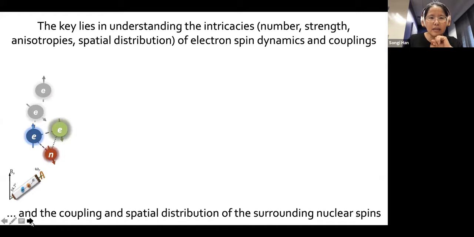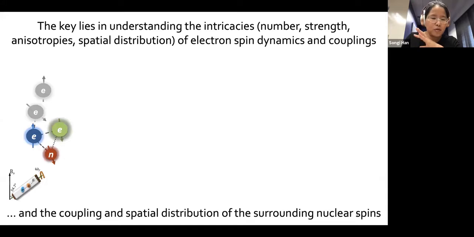So the key to this, and I'll give you examples for that, lies in understanding the intricacies of electron spin dynamics and coupling. For example, specifically, how many coupled electron spins are contributing to flipping a nuclear spin? What is the mechanism by which the electron spins generate the energy of the order of the nuclear Larmor frequency?